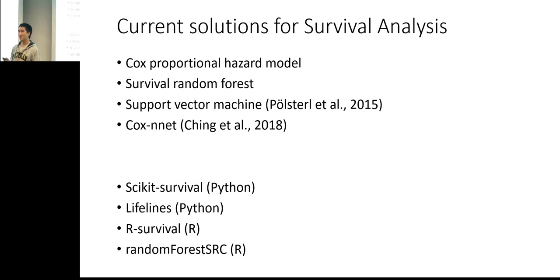The most popular model for survival analysis is the Cox proportional hazard model. It's basically the linear regression or the logistic regression of survival analysis. It's the simplest one possible and works well in a lot of cases. There's also survival random forest. There's a support vector machine version.